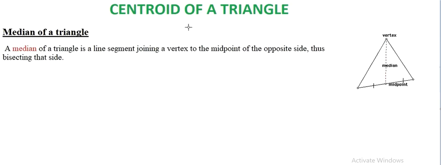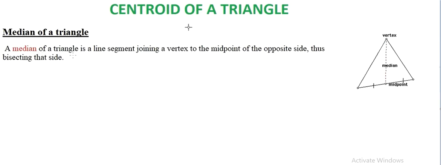Hi everyone. In this video, the first topic we are going to discuss is the centroid of a triangle. Before defining the centroid, we must understand the concept of the median of a triangle. So, what is the median of a triangle?